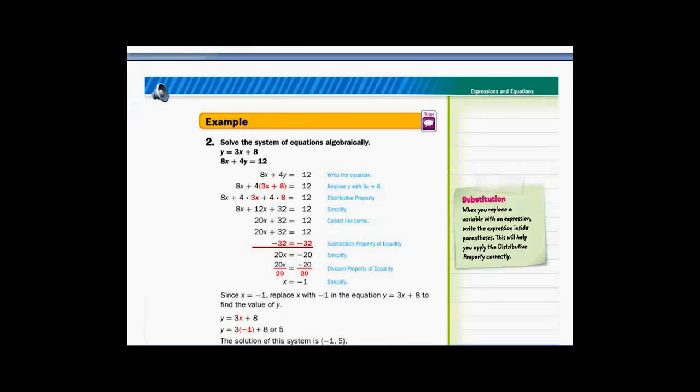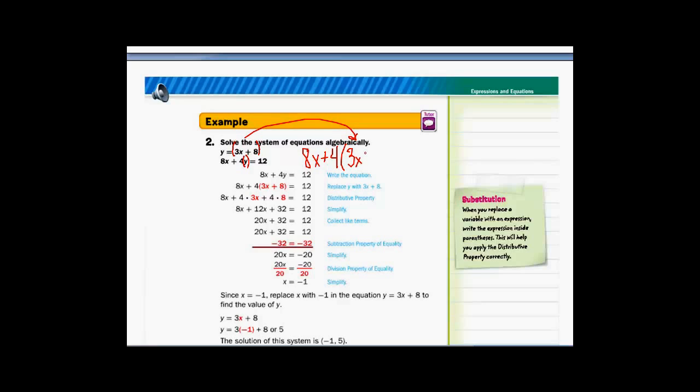So, number 2, solve the system of equations algebraically. This one's written in slope-intercept form. This one's written in standard form. Really doesn't matter to me either way. At least one of them you have to have a variable by itself. We do. It says y equals this. So wherever y is, that's where I would put it. So if y equals 3x plus 8, then I would take 8x plus 4y. Now for y, we are going to substitute in this.